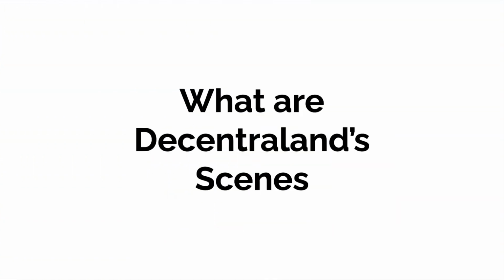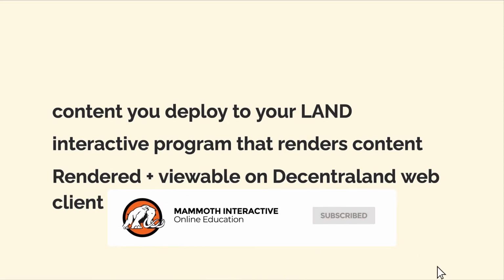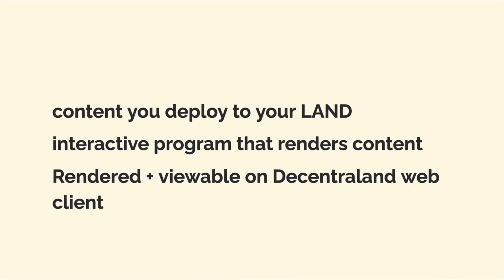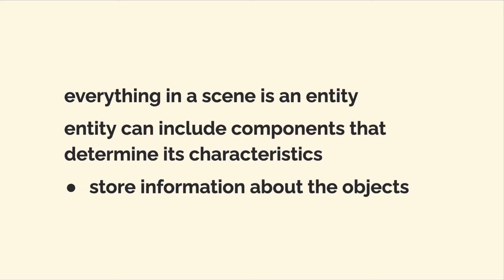Hello everyone and welcome back. In this lecture, we're going to break down what is a scene in Decentraland. The scene refers to the content that you deploy to your land. The scene is the interactive program that renders the content. The scene that you build is rendered and viewable on the Decentraland web client, so you can view it in your web browser. An example of a scene could be a game, an interactive experience, an art gallery, a 3D environment, and more.